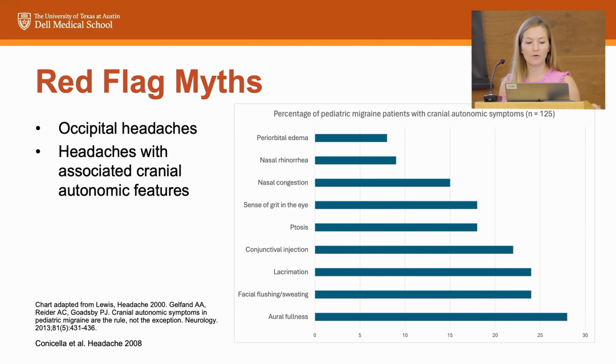Headaches with associated cranioautonomic features: redness of the eyes, tearing of the eyes, nasal congestion, runny nose, changes in pupil size, ptosis. These are really common symptoms of migraine. Anywhere between 30 and 60% of patients will have these symptoms along with a migraine attack. This goes back to a lot of people being diagnosed with sinus headache, because during their headache they can get redness of the eyes, they can get congestion. But if that's not happening outside of their migraine attack, it's probably just part of their migraine and has nothing to do with sinus or allergies.